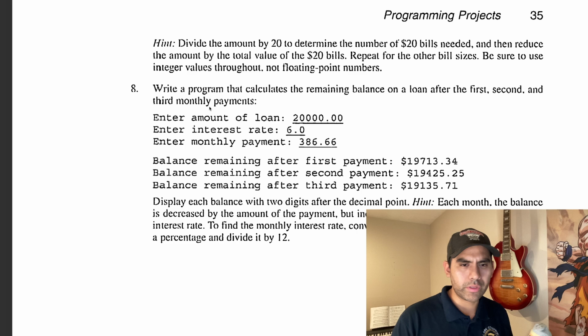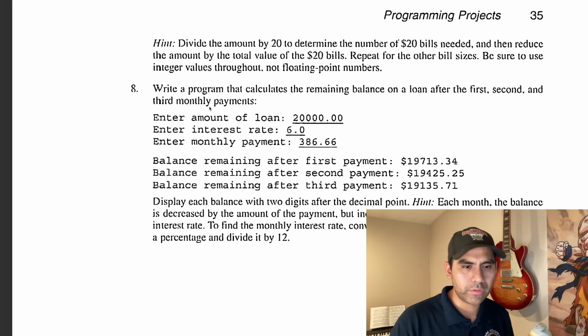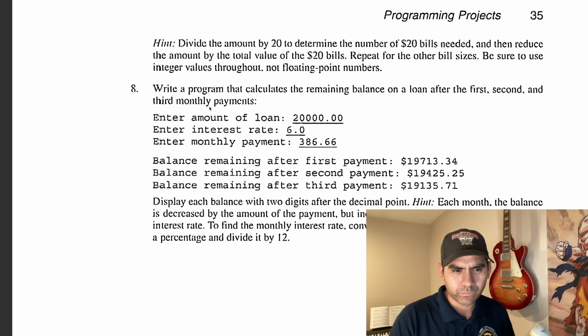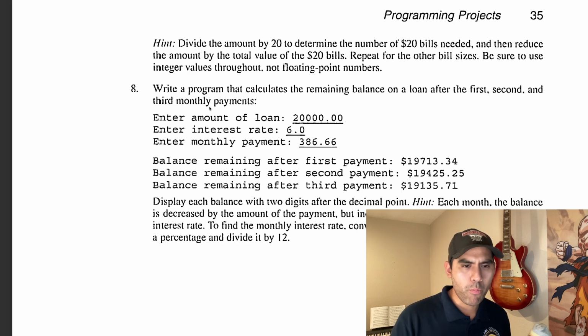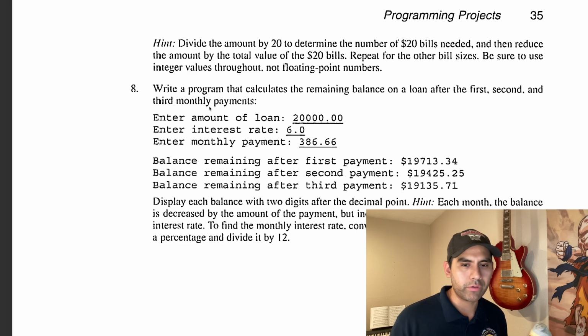All right, so they have this example right here. Enter amount of loan: 20,000. Enter interest rate: 6.0. So I'm already seeing that we're gonna be using floats, right? Floats, or doubles? No, floats. Enter monthly payment: 386.66. And then the output is balance remaining after first payment: 19k whatever .34. Okay, balance remaining after second payment and balance remaining after third payment.